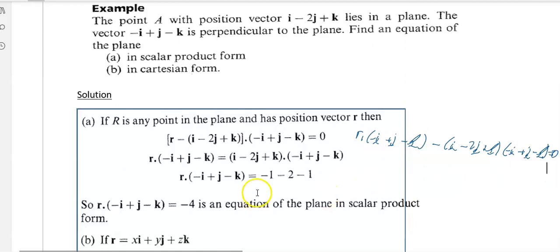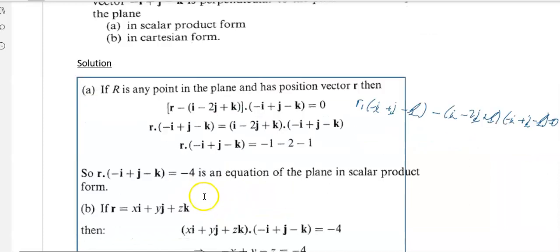That's all they've done. And when you do that out, remember i can only be scalar dot producted with i. So i dot minus i gives you minus 1, minus 2j dot j gives you minus 2, and k dot minus k gives you minus 1. So that's what you get. It tidies up: minus 1 minus 2 minus 1 gives you minus 4. So that is the equation of the plane in scalar form.